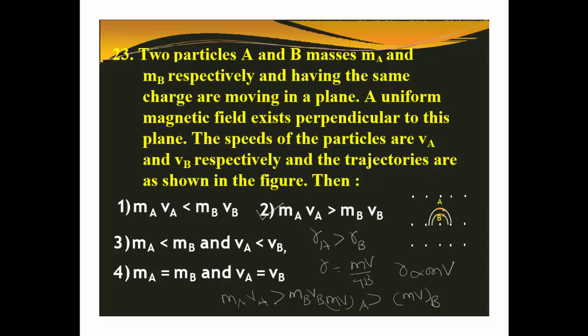Why is it greater? Because radius is directly proportional to MV. If RA is greater than RB, then M into V for A must be greater than M into V for B. Okay, so the correct option is the second one.